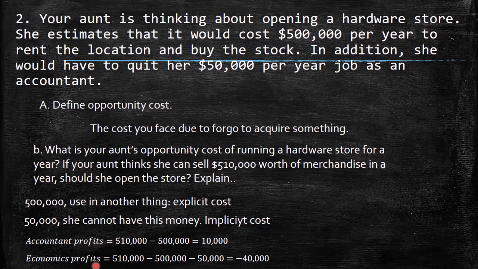Then, when we talk about economic profits, we have still the same revenue. Then you will have here the cost, the rent, but different from accountant profits, we include the 50,000 dollars because this is the opportunity cost. Even if you don't need to pay that, it's important and the aunt can consider this value in order to decide something. So it could be the case that the economic profit is negative, and then she won't open the store because she will earn 10,000, which is smaller than the value that she was earning before.